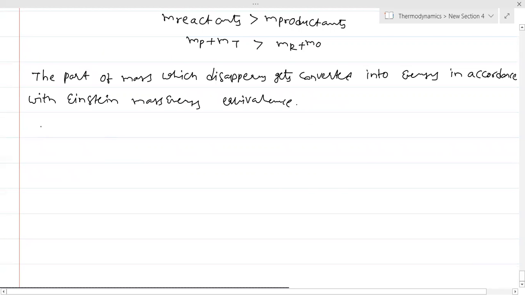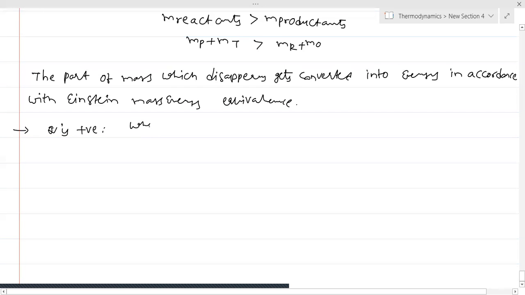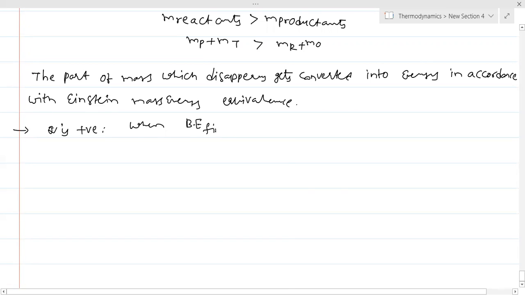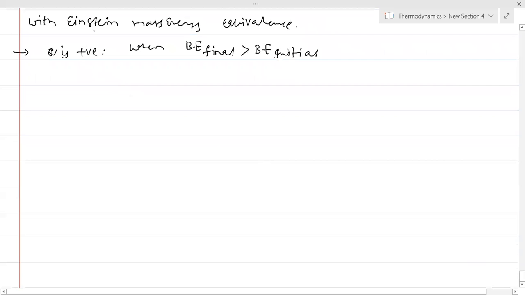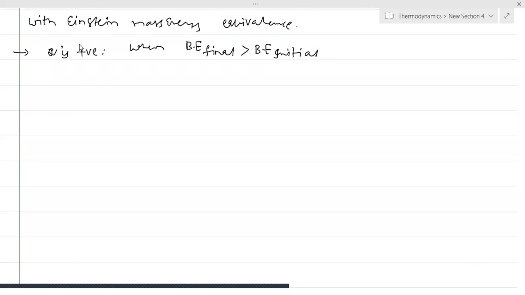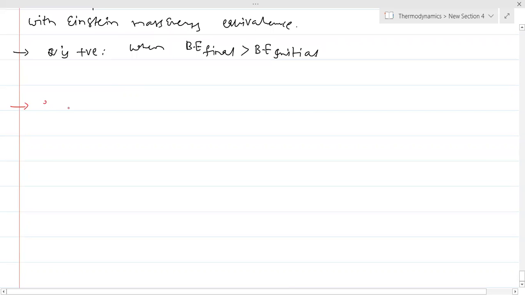And also we need to remember one thing. Q is positive when the binding energy of final is more than the binding energy of initial. So in that case also we have energy release.